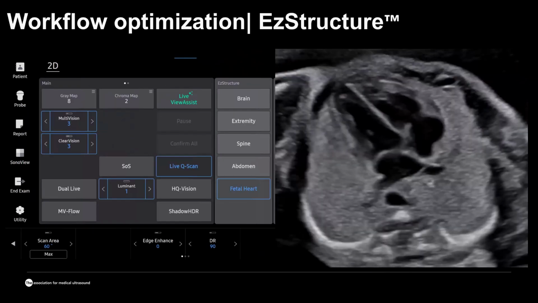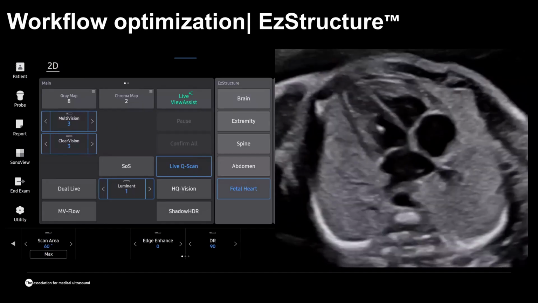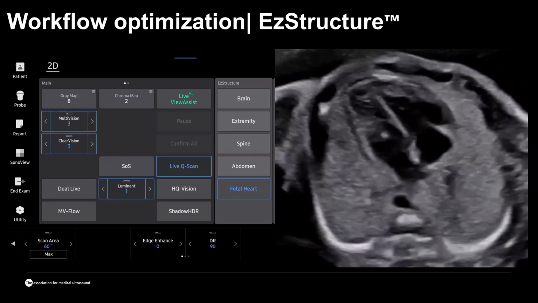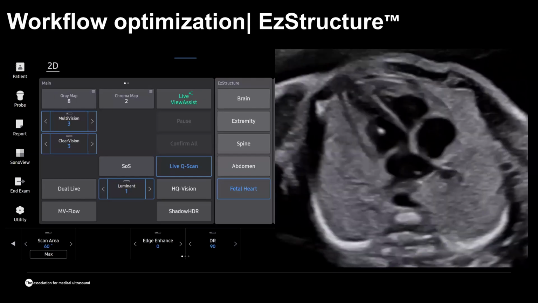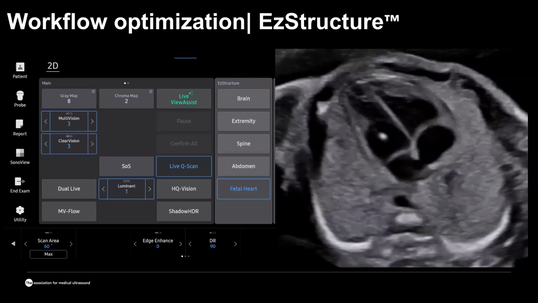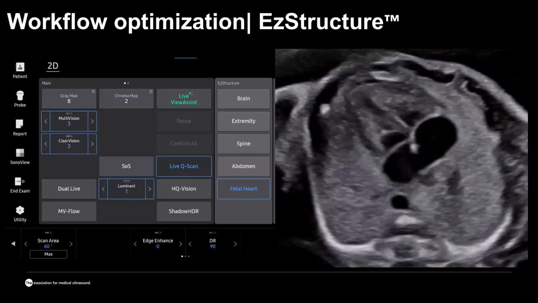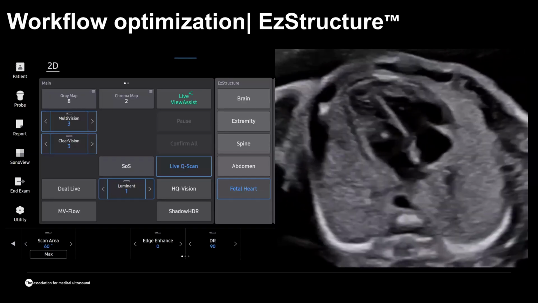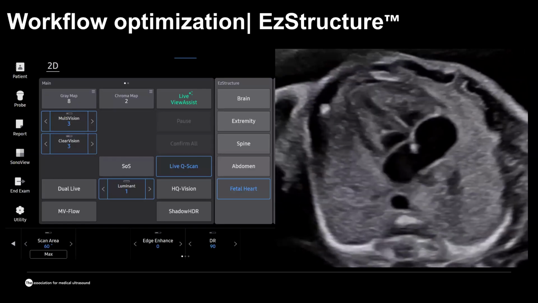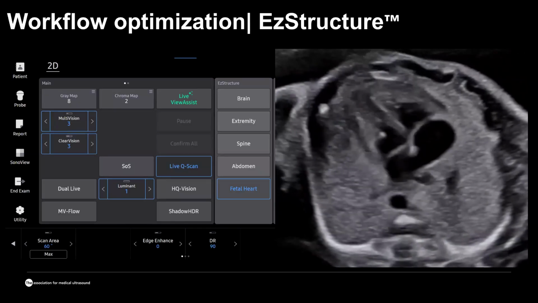The other important aspect of the image optimization is the fact that many of you are familiar with the Q-scan button, or the automation and optimization button. That one has now taken a different level, so that in the past we were able to push the auto optimization button once, and then we would have to do it again or readjust the presets manually.